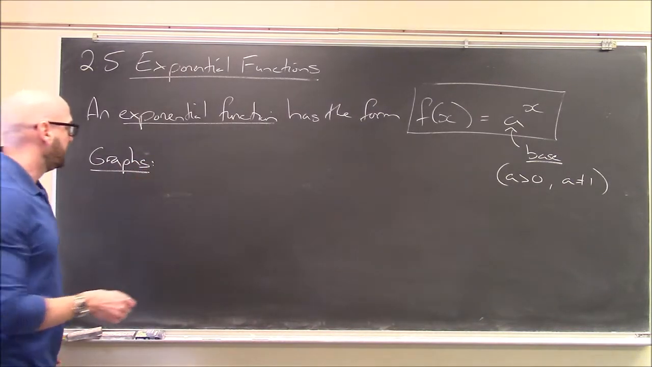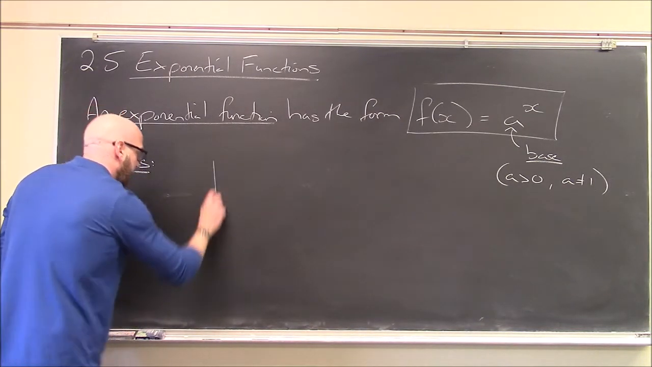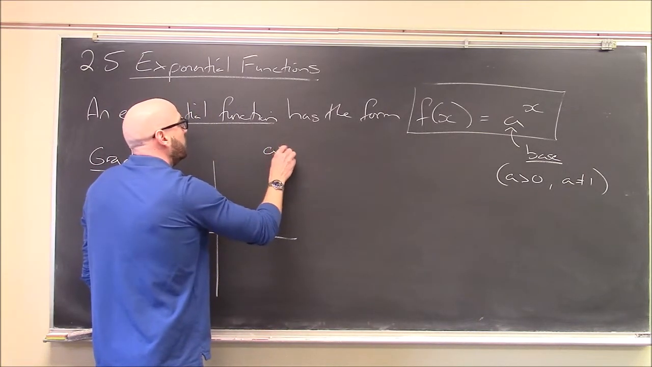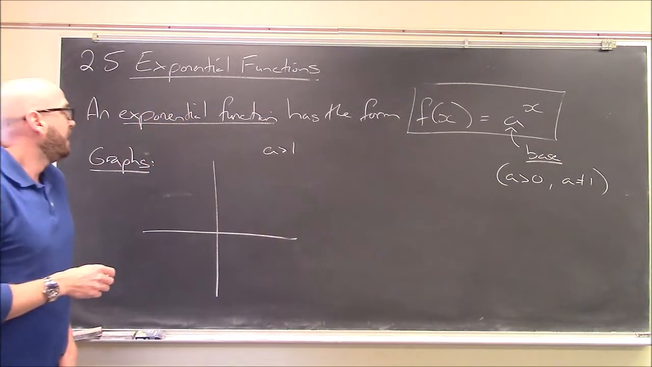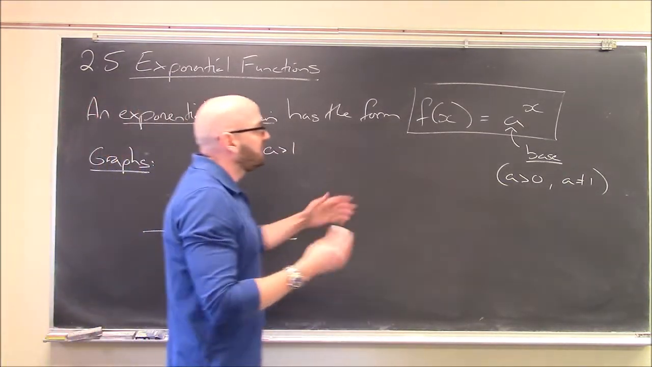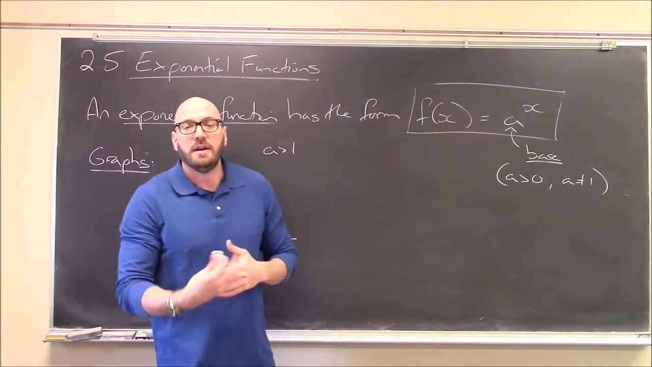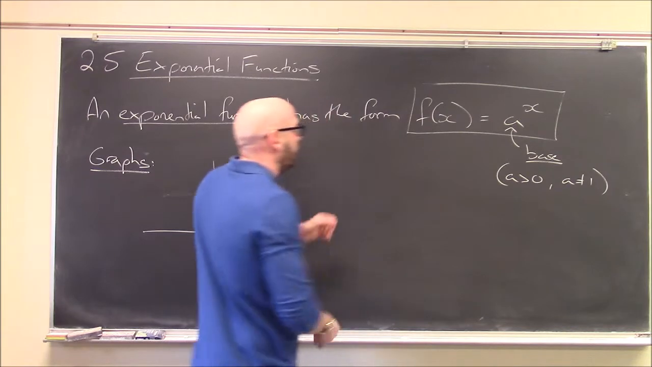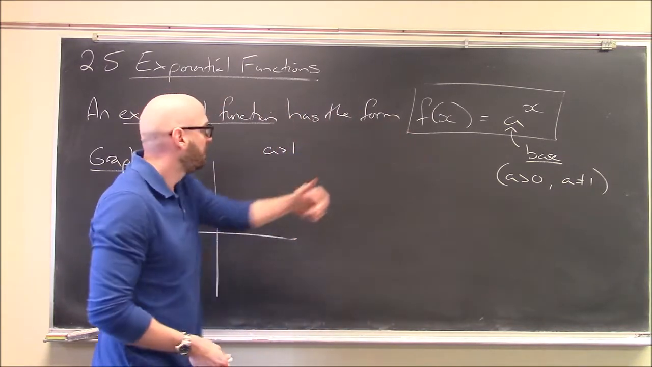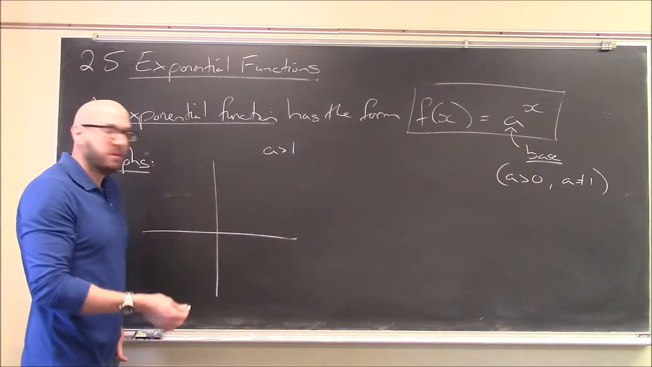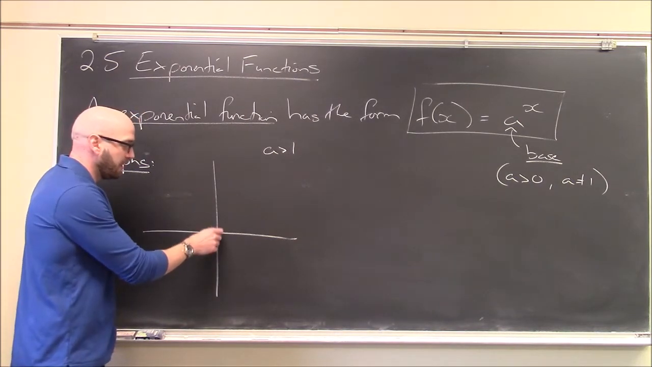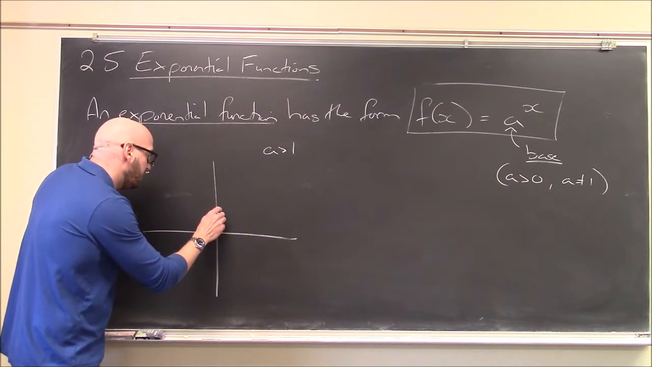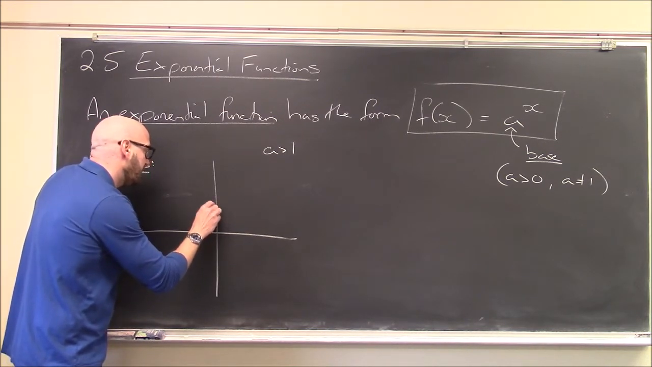So let's talk about graphs of these things. There are two different graphs we'll look at. One is the case where a is bigger than 1. What do you think happens here? Try and fix this in your mind. Maybe you make a equal to 2. So my function would look like 2 to the x. What happens when I plug in 0? I'd have 2 to the 0, and anything to the 0 is always 1. So our function value is going to be 1.